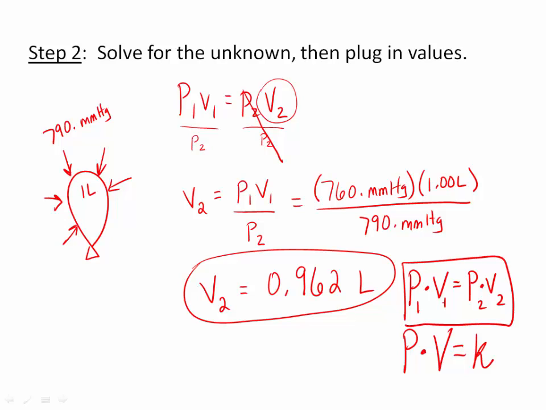Can you remember what two things have to be constant for Boyle's law to work? It has to be constant temperature, and it has to be constant amount. So constant moles, which is the same thing as saying constant grams.